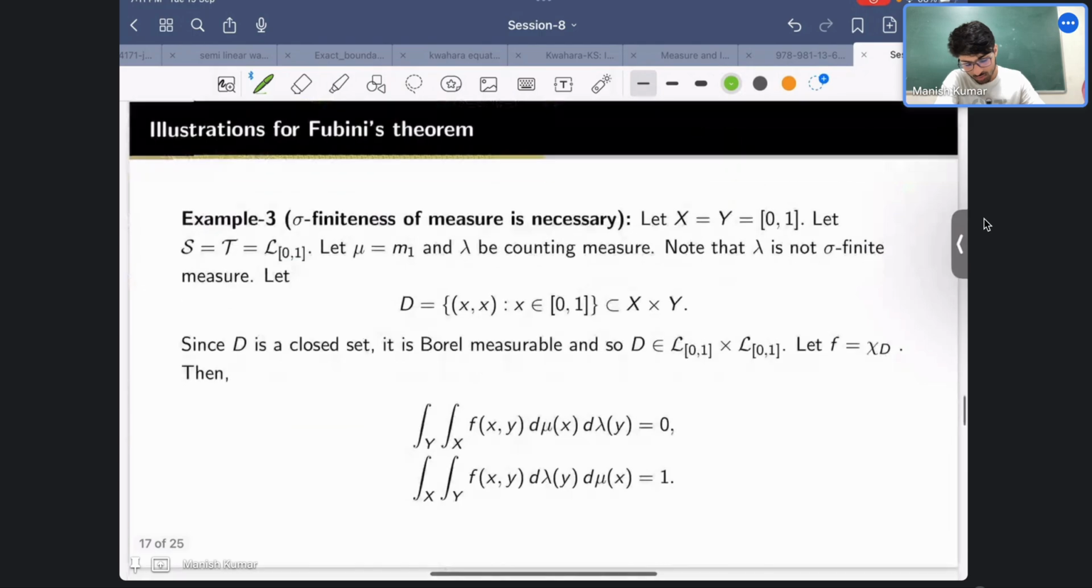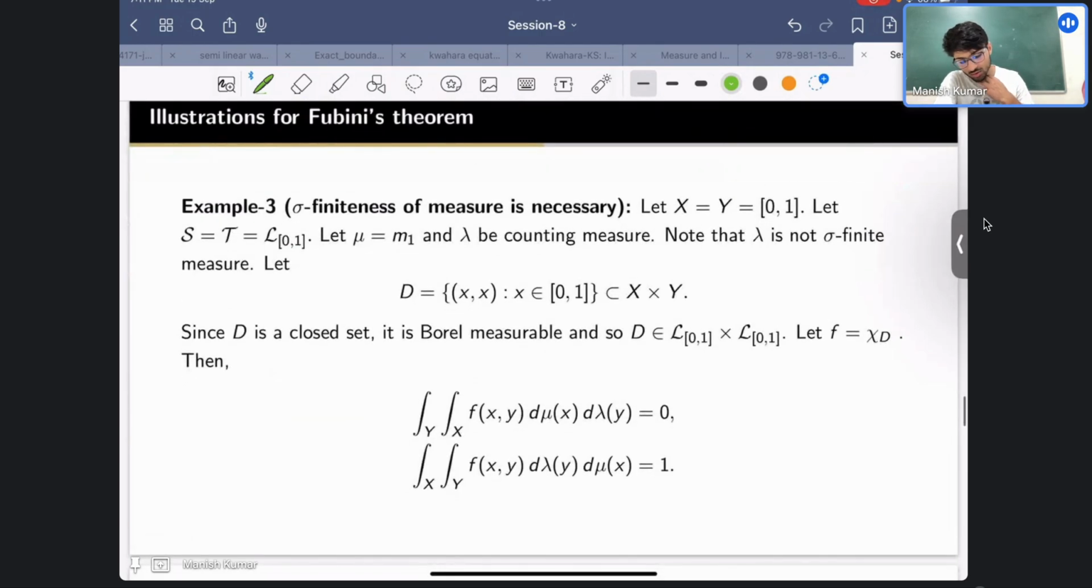Okay, so let's go to this third example, which shows that the sigma finiteness of the measure was very necessary for the Fubini theorem. So now you just take this example. So X and Y are this interval 0 1, and then you are considering the Lebesgue sigma algebra, but one of the measures is Lebesgue measure, the other measure is the counting measure. So that's the difference.